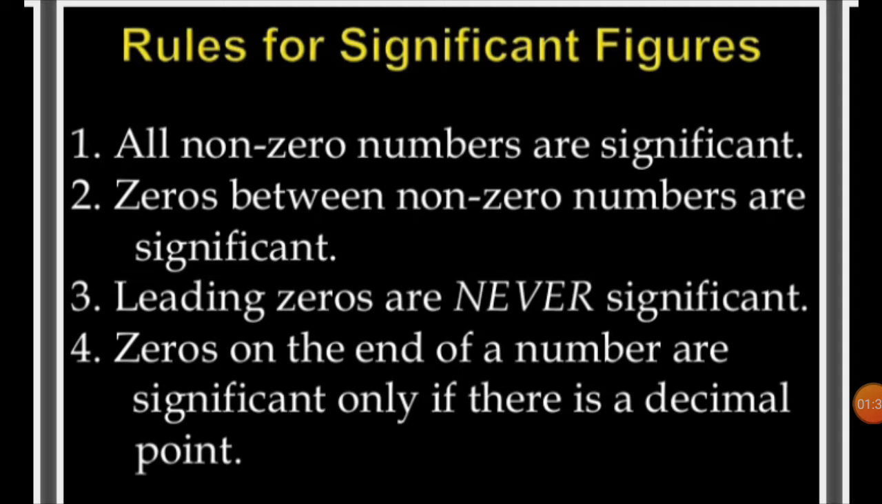Rule 4: zeros at the end of the number are significant only if there is a decimal point. That means the zeros which we are putting towards the right side after the decimal are included in the significant figures. If the number is 20.00, then the significant figures are 4.